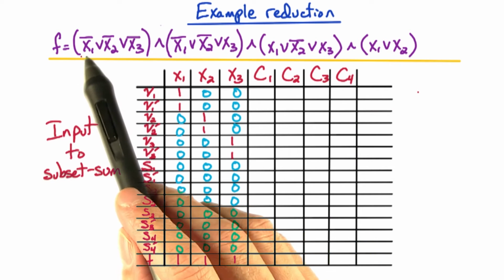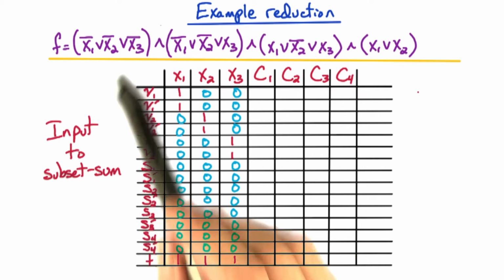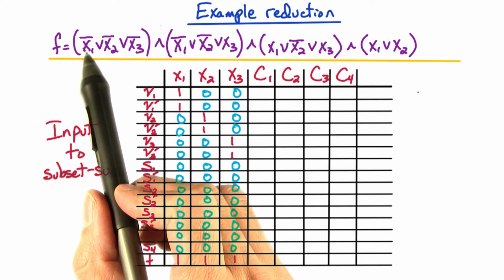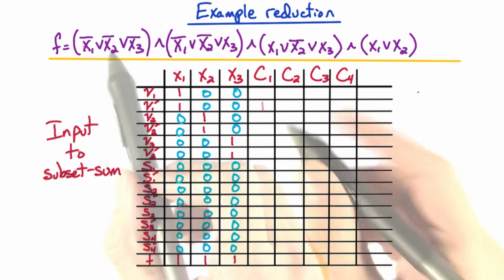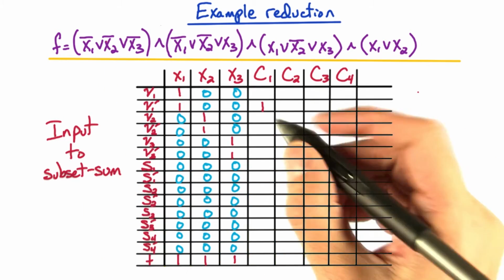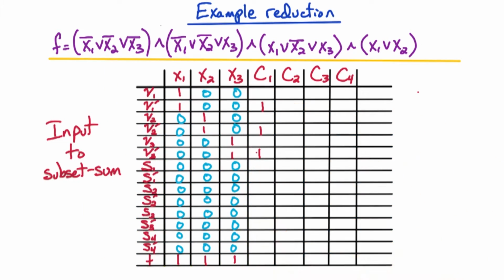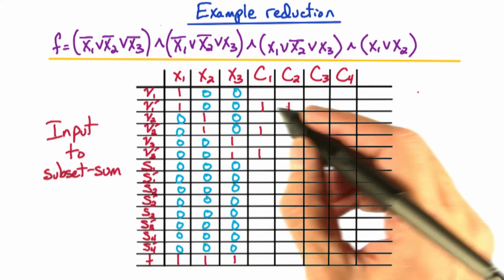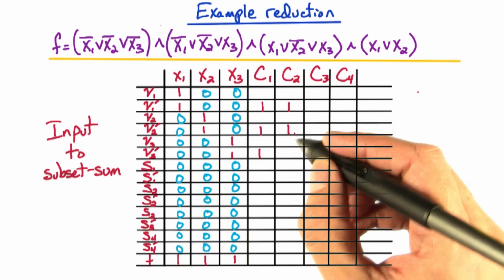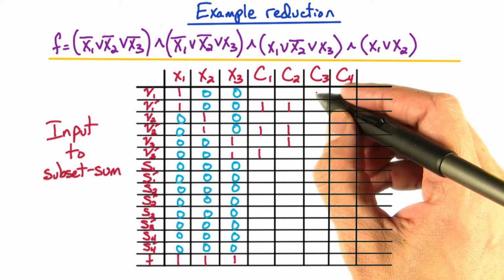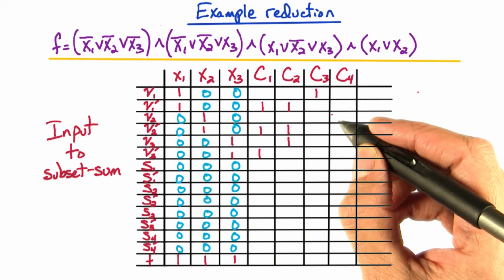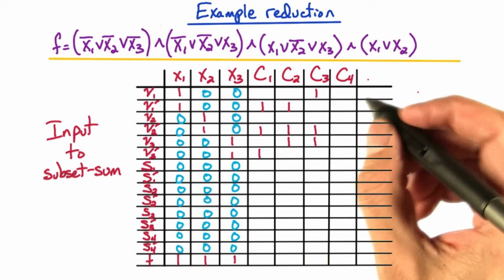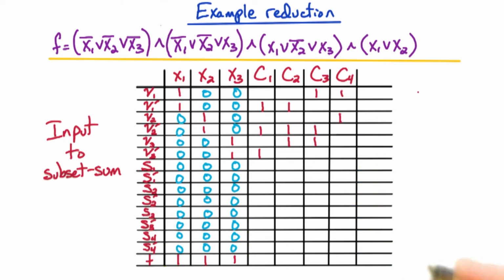Our first clause contains x1 bar, x2 bar, and x3 bar. This clause corresponds to the fourth digit, so we're going to put a 1 in v1 prime. We put a 1 in v2 prime, and a 1 in v3 prime. Similarly, for the second clause, we put a 1 in v1 prime for x1 bar, v2 prime, and v3. For clause 3, we put a 1 in v1, v2 prime, and v3. Clause 4, v1, and v2.